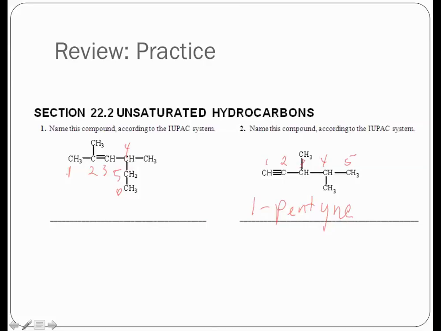Go to the double bond here. We actually have a hexene because we have a double bond here, and we want the lowest carbon number associated with that double bond. So this is a 2-hexene.